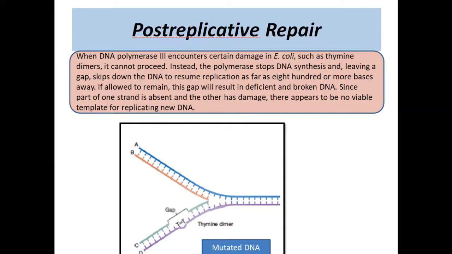Now, since a part of this strand is absent, see, some of this portion is absent. At the same time, there is also a thymine dimer over here. There appears to be no viable template for replicating a new DNA. And unless we correct this, it would probably lead to highly damaged DNA in the coming cycles. So E. coli needs to correct it. So how can it do it? That's what we are going to learn in this session.